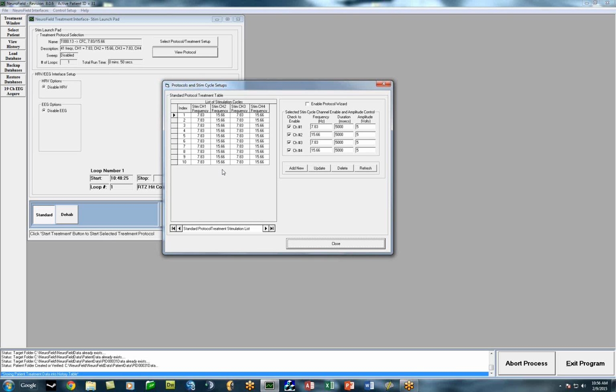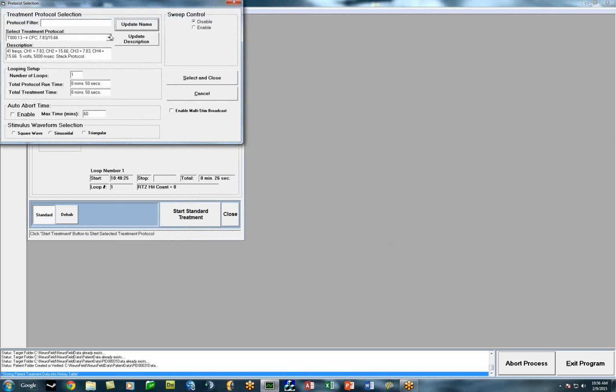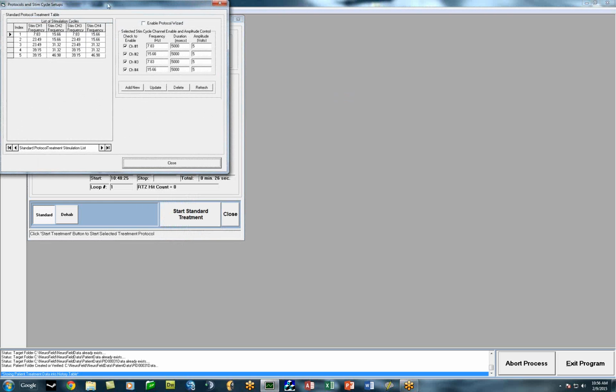Again, this is a great protocol to run on somebody who has anxiety. I'd say anxiety and depression. People tend to respond nicely to this one. Next one is 7.83 oscillating. Let's take a look at that one.